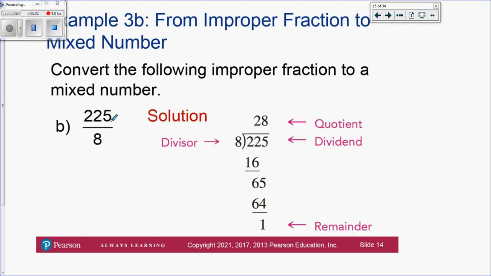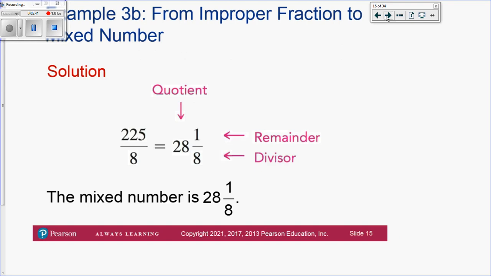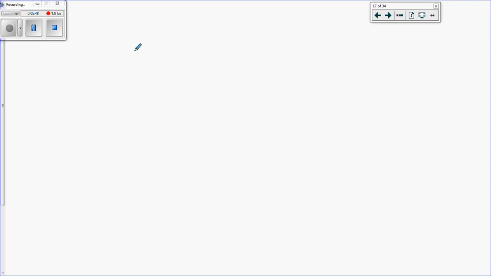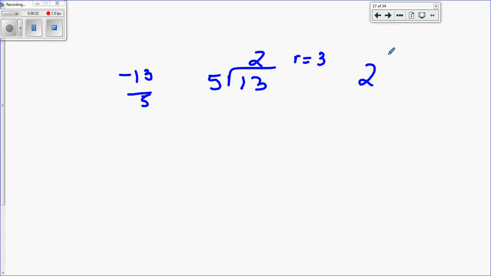Another one, 225 divided by 8. It goes in 28 times with a remainder of 1. So it's going to be 28 1/8. So again, if I was going to do a negative, let's say I had negative 13 over 5. I'm just going to do 5 into 13, just ignoring the negative for a minute. This goes in twice with a remainder of 3. So I'm going to do 2 3/5, and it's just going to be negative.